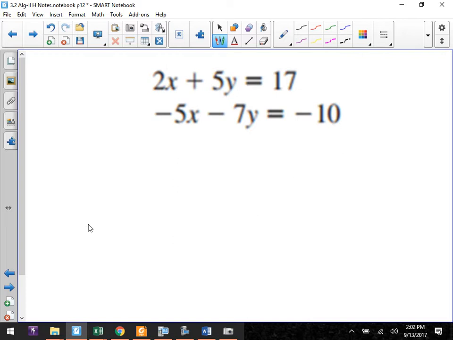Notice they both have alternating signs. The x values and y values have alternating signs, so when we eliminate them, we're going to add them together. Remember about subtraction here. Now you just make a decision. Do you want to get rid of x or do you want to get rid of y?